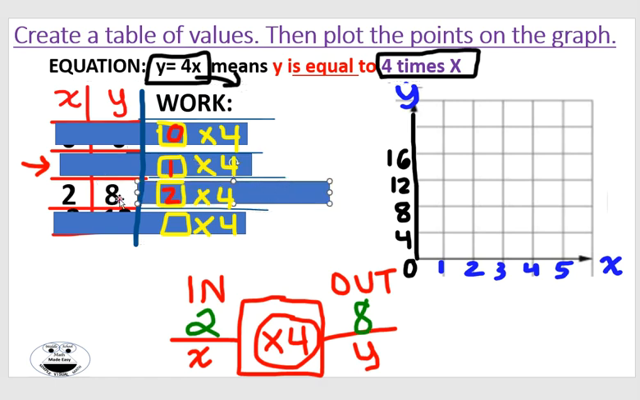Now y is not always going to be 8, only when x is 2, y is 8. So we need to make sure that when we're plotting the points, the 2 and the 8 are together. They are a pair of values, they are the coordinates.